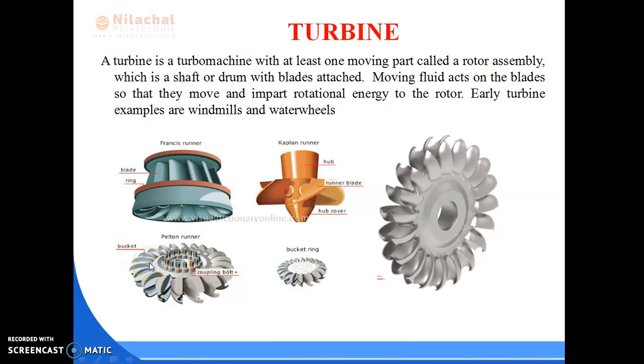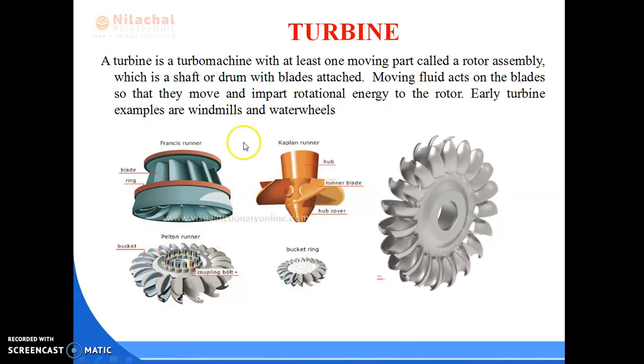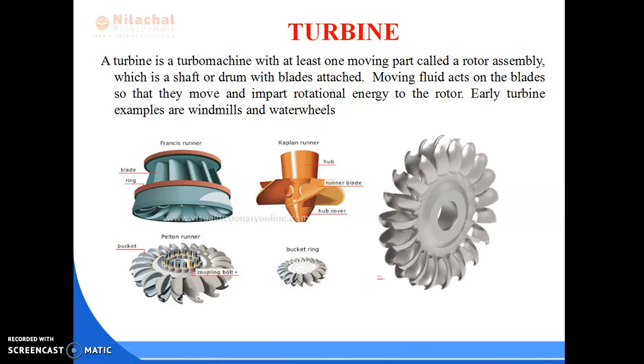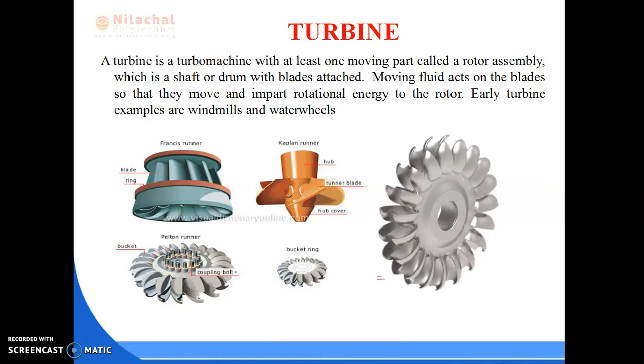In a later class we will go through different types of turbine unit. So a turbine is nothing but a turbo machine which has at least one moving part called the rotor assembly, which is a shaft or drum with blades attached. The moving fluid acts on the blades so that they move and impart rotational energy to the rotor. Earlier examples are windmills and water wheels.